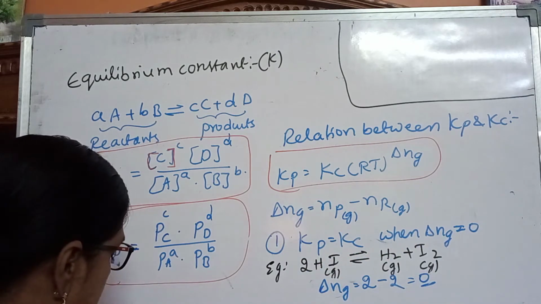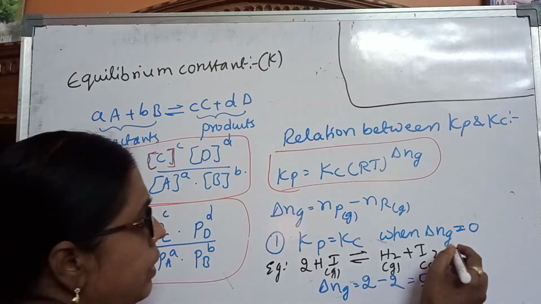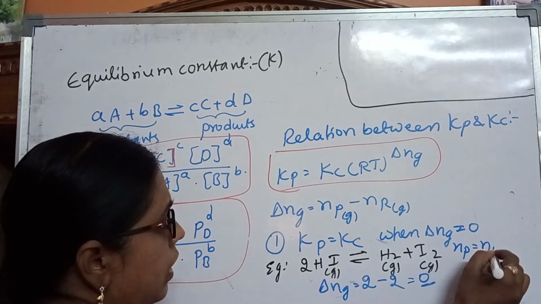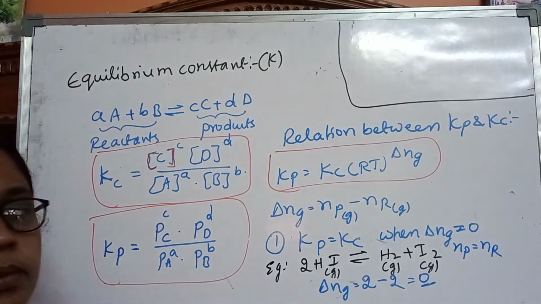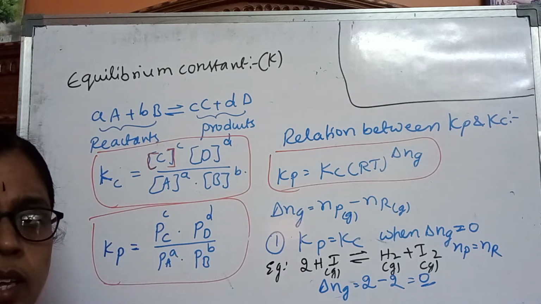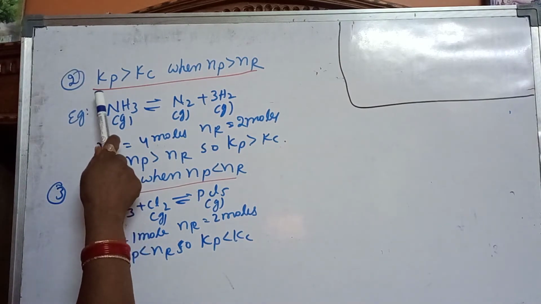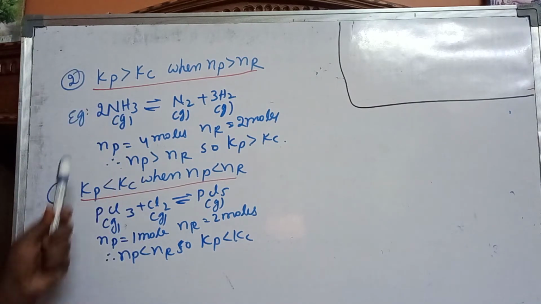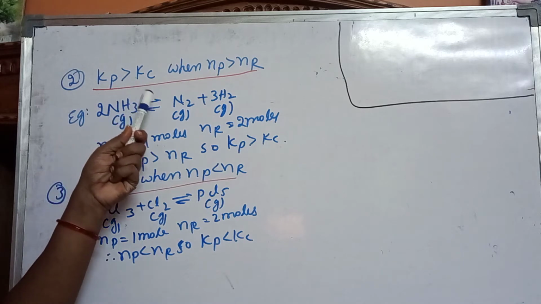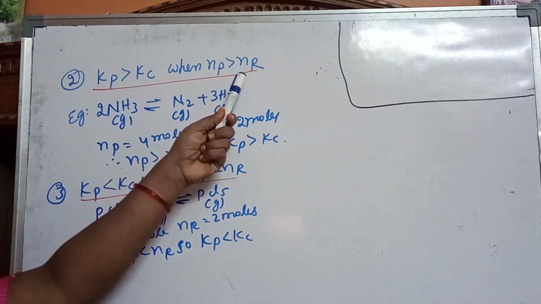Delta Ng is equal to 0 when it is possible. When Np is equal to Nr, then delta Ng becomes 0. This is the condition. Next, the relation is Kp is greater than Kc, when it is possible, when Np is greater than Nr.